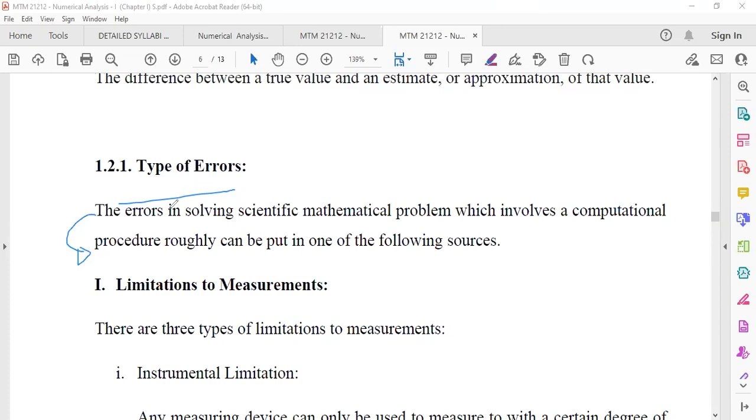The errors in solving scientific mathematical problems which involve a computational procedure can roughly be put into the following sources.